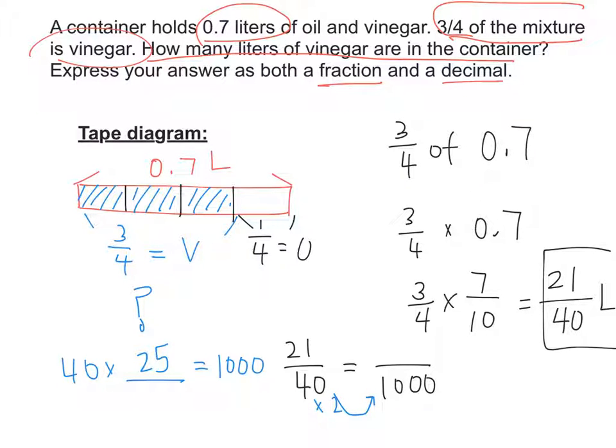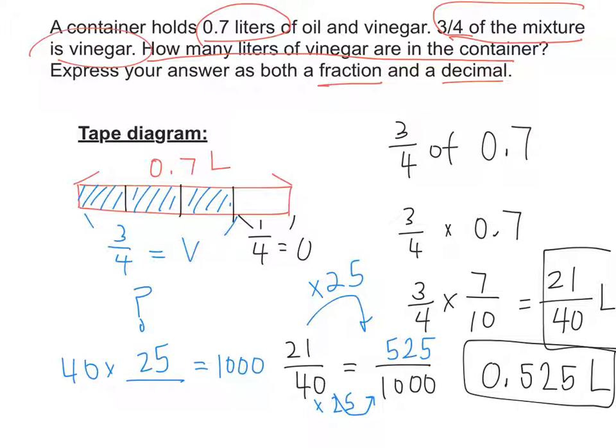Now that I know I can multiply 40 times 25 to get to 1,000, what do I have to do to 21? Multiply by 25. Go ahead and do that math. Once we do that multiplication, we can see that 21 times 25 is, Megan? 405. Okay, 21 times 25 is, everyone? 525. Very good. So if I have 525 thousandths, how can I write that as a decimal? 0.525. And the answer is in liters. Okay, so this is how you can convert it from a fraction to a decimal.